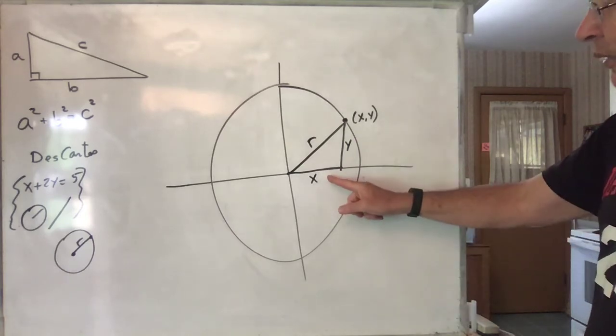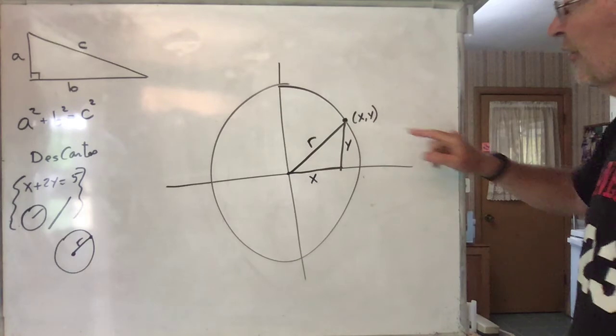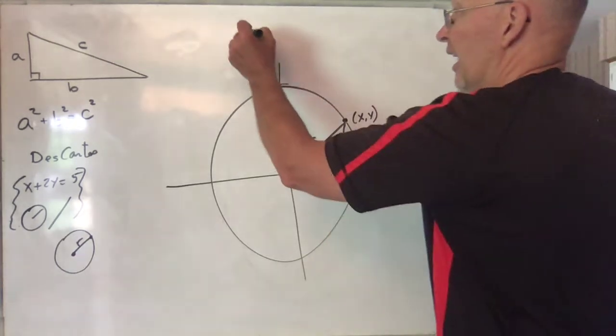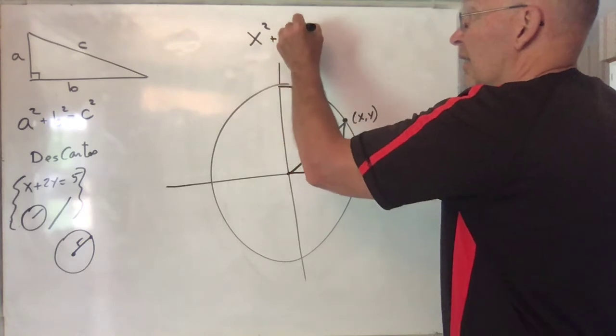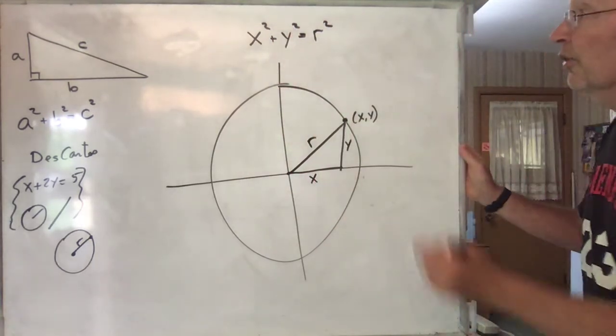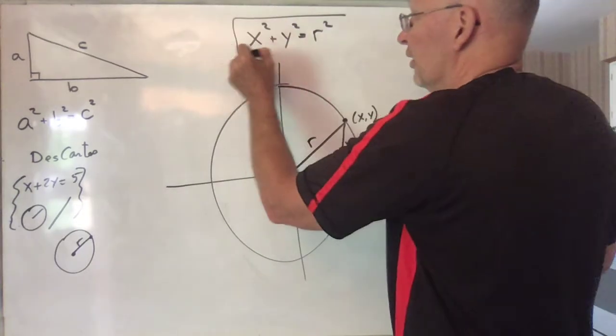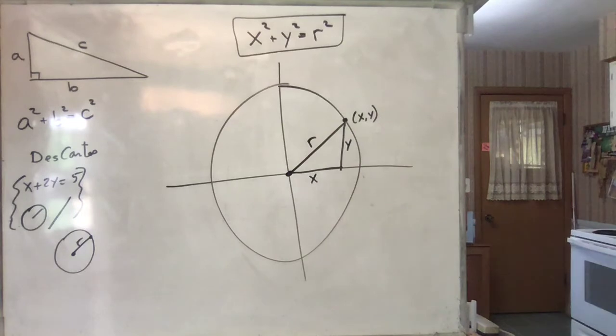So what does Pythagoras's theorem tell us? It says that if the point xy is on the circle, then what? x squared plus y squared has got to be equal to r squared. So there is the equation for a circle, centered at the origin and with radius r. Isn't that cool? There, we've just solved it. We've just solved ourselves another problem.